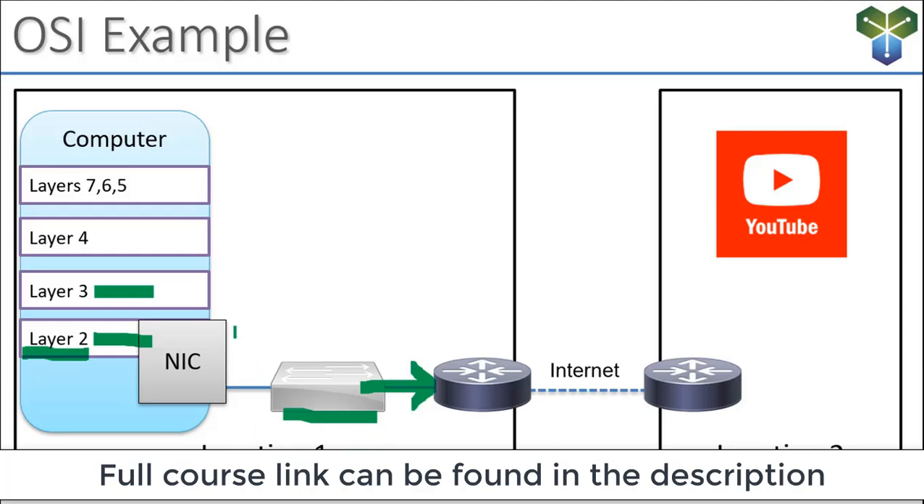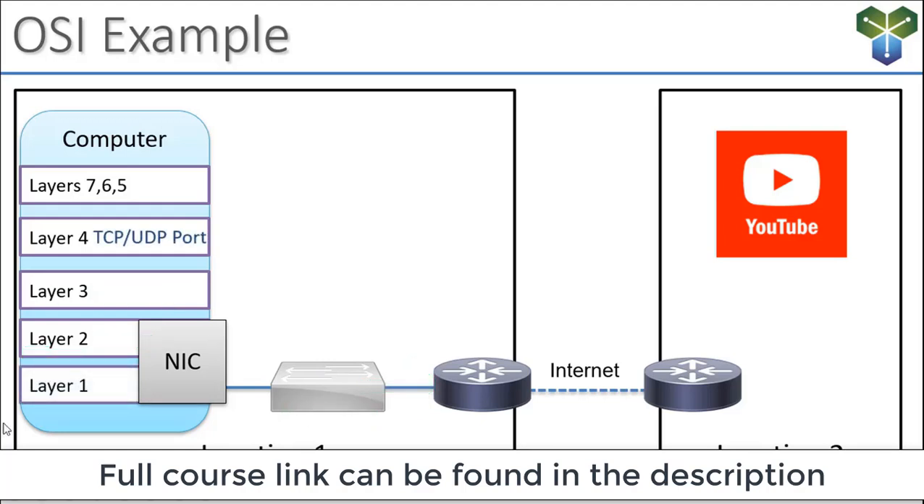And so at each layer, addressing information is being added. So at layer 4, the addressing information that's being added is the TCP and UDP port numbers. At layer 3, the source and destination IP addresses are being added, and they're being added as headers. And at layer 2, the source and destination MAC address are being added as headers as well. And then layer 1 is the physical layer. So layer 1 is the actual physical hardware. It's the network interface card connected to a cable. And that traffic is going to flow to the switch.